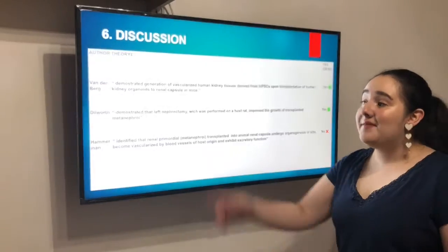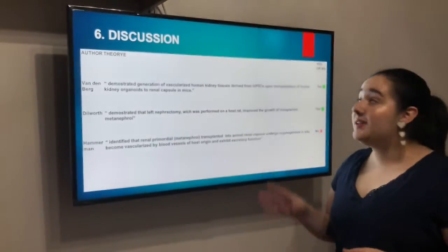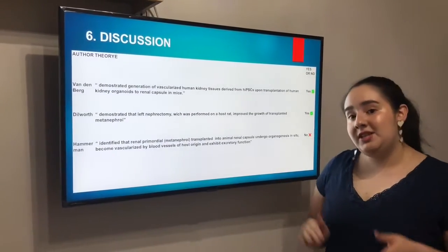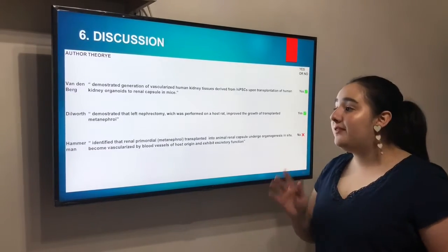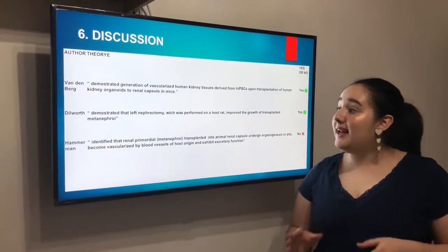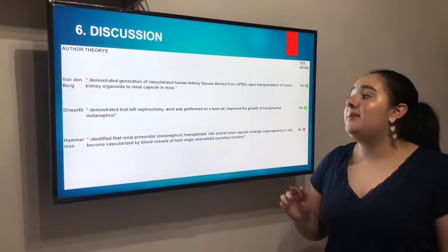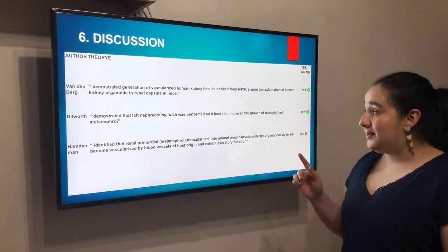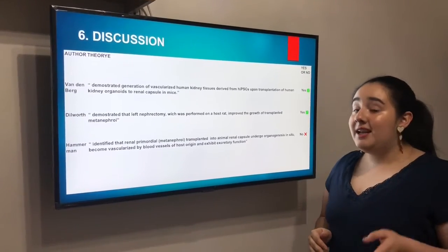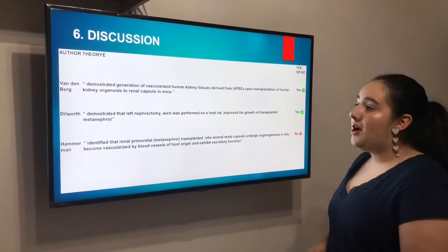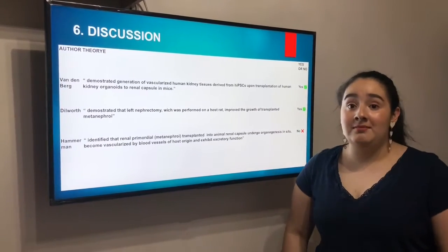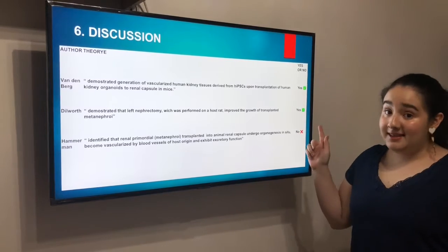Discussion. Here we have some authors and their studies. We also have whether what they demonstrated was achieved in this study or not. So first we have Vanderberg. He demonstrated the generation of vascularized human kidney tissue derived from hiPSCs, which are human-induced pluripotent stem cells, upon transplantation of human kidney organoids to the renal capsule in mice, and this was demonstrated in this article.